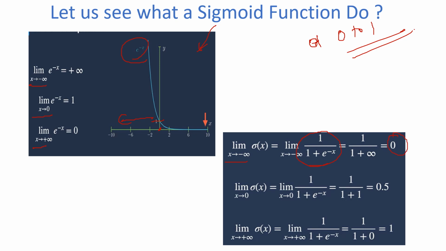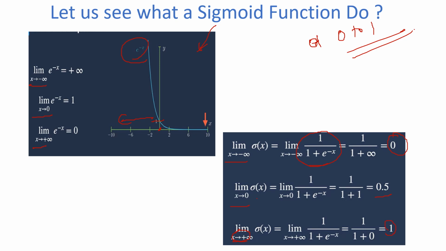So 1 by 1 plus infinity. Because when x was minus infinity, e to the power of minus x was plus infinity. So 1 by 1 plus infinity is 0. Likewise, when x was 0, e to the power of minus x was 1. So obviously 1 by 2 is 0.5. Similarly, when x is large on the positive side, when it is reaching higher positive values, then the sigmoid function is going to be 1.